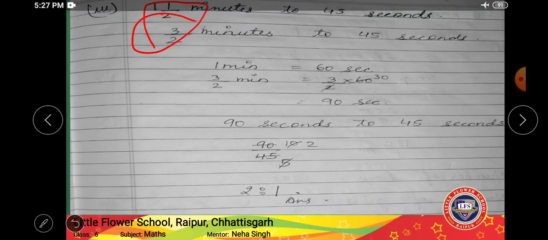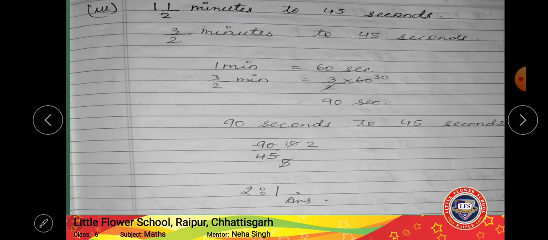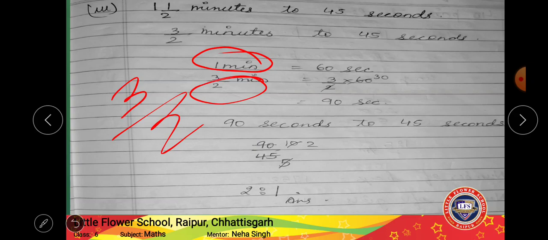So how will we convert this mixed fraction into improper fraction? 2 1s are 2 and plus 1 3. So it will be 3 by 2. So now is it easy? 1 minute equals to 60 seconds. So 3 by 2 minutes will be 3 by 2 into 60 seconds, which is 90. So now I'll find the ratio for 90 and 45. Okay, simply it will be cancelled with 5 or 9 I can cancel.